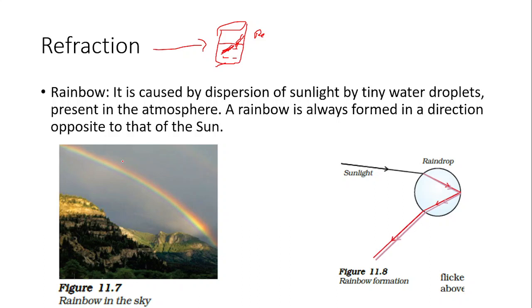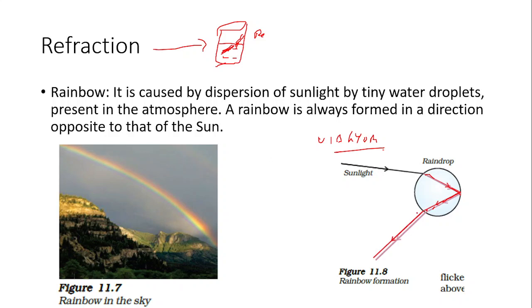The same property works here. Rainbow is also created by refraction, because sunlight actually consists of these rays. These 7 lights it consists of. So when it falls on a raindrop, it gets refracted into the medium, and again it gets refracted internally within the raindrop.